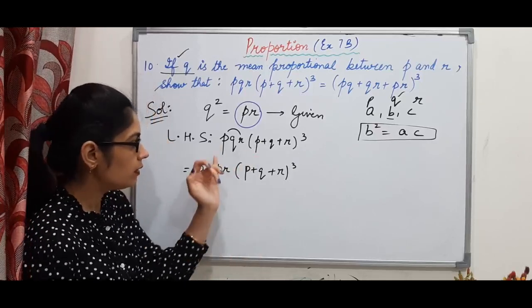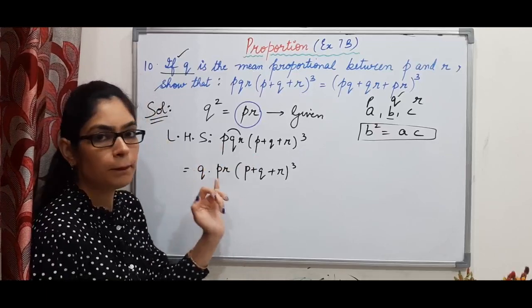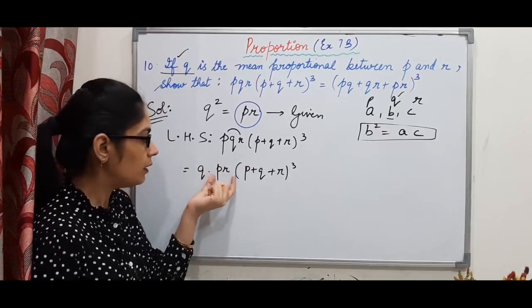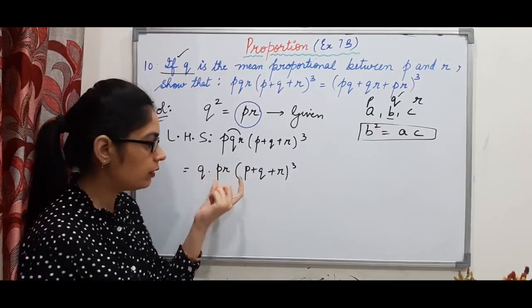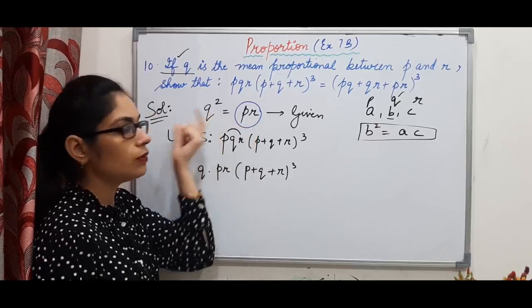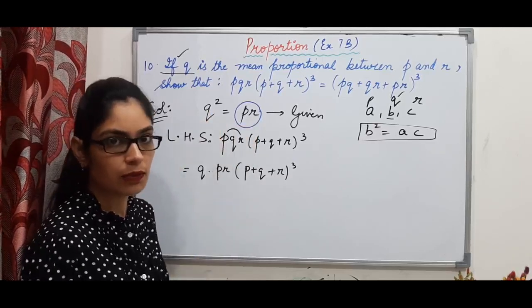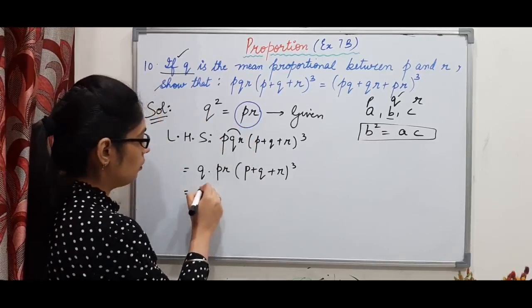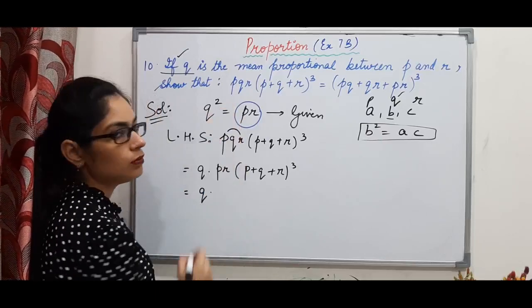So I have just written it in this form, Q into P into R. PR I have written together. Why did I write it together? Because PR is equal to Q square. So I can substitute the values. Now Q into PR is equal to Q square.